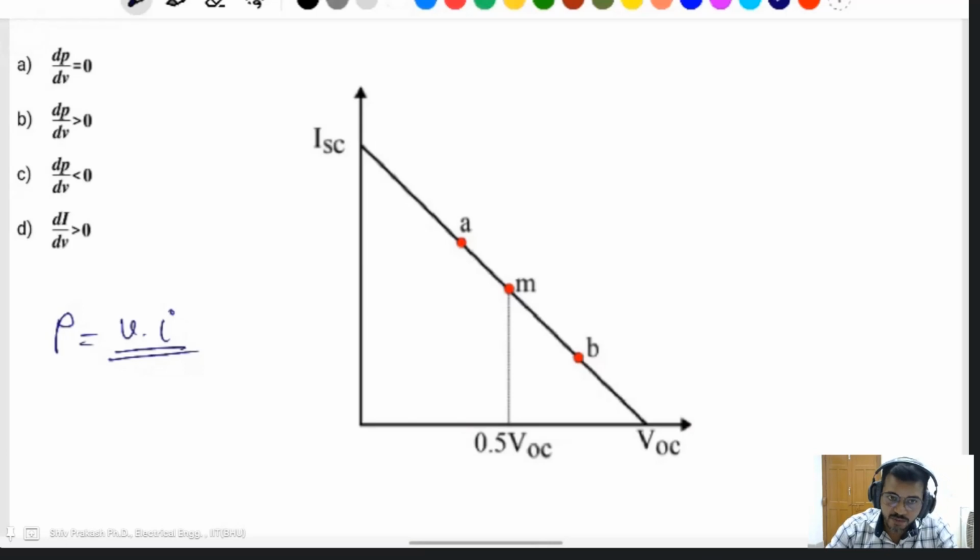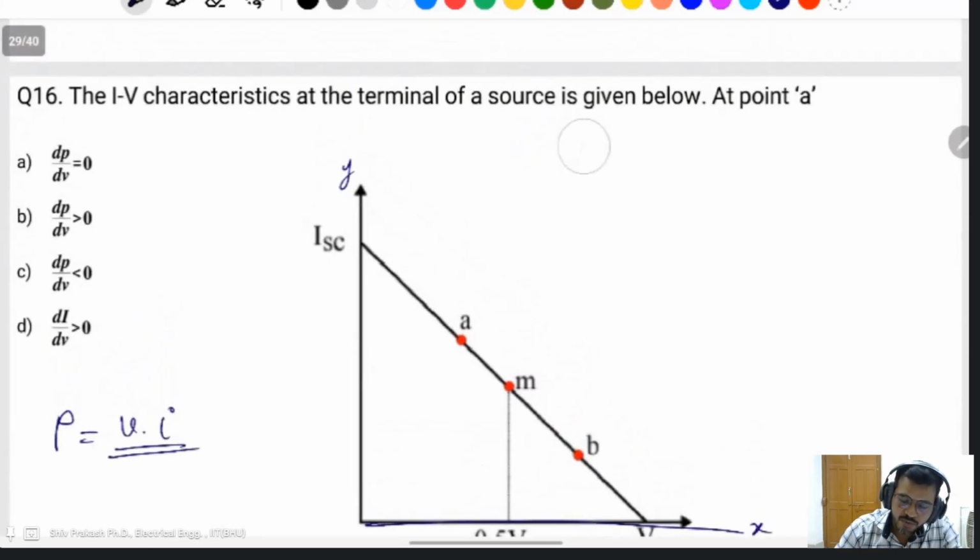Okay. First, find the current expression. What is the current I? This is the current slope. This is the IV characteristic, so this will be the current characteristic. Voltage is on the x-axis and current is on the y-axis. I think all of you know the line equation in the coordinate system.